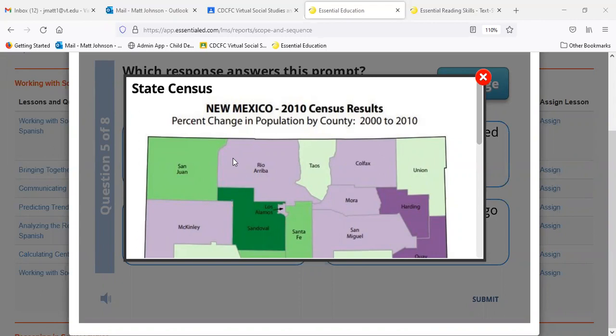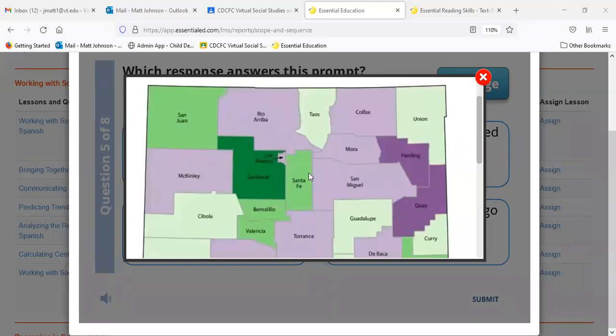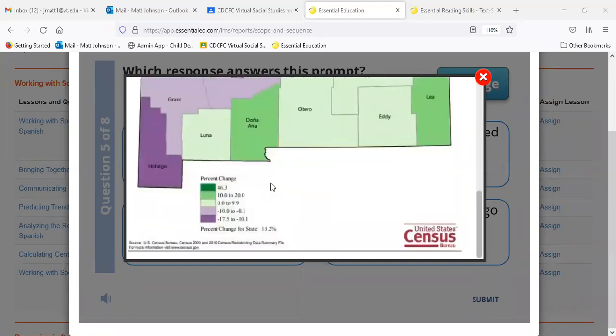But what do the different colors mean, right? So we go to our map legend or our map key. Our map key down here, percent change, right? Dark green, 46.3%. Light green, 10 to 20. Light green, 0 to 9.9%. And then we go into the negatives. So population that dropped in those counties. Light purple, 10 to up to 0.1% change, and 17.5 to negative 10.1% change.